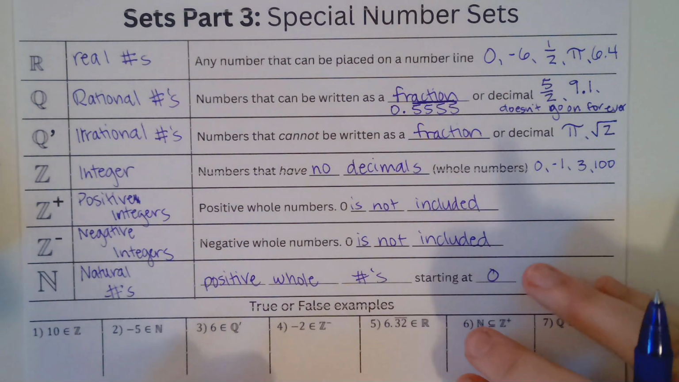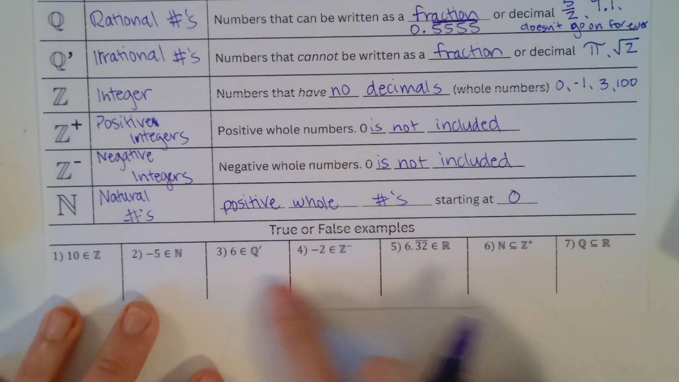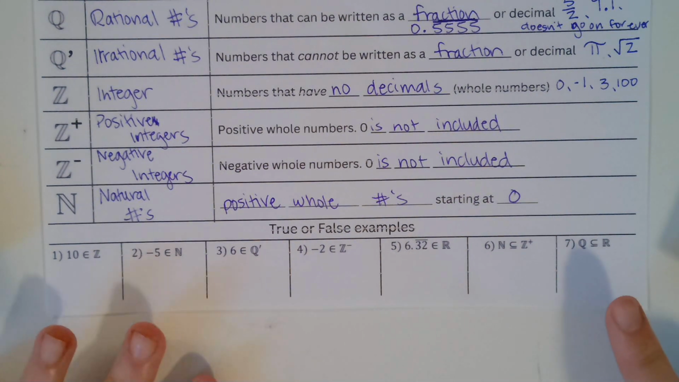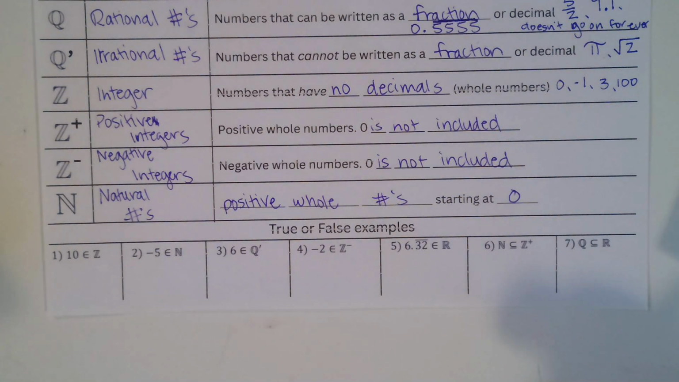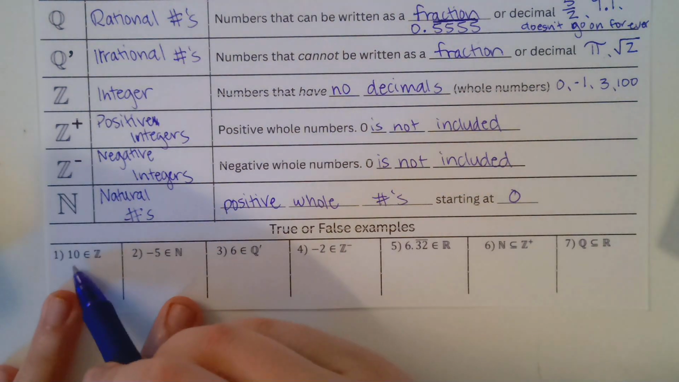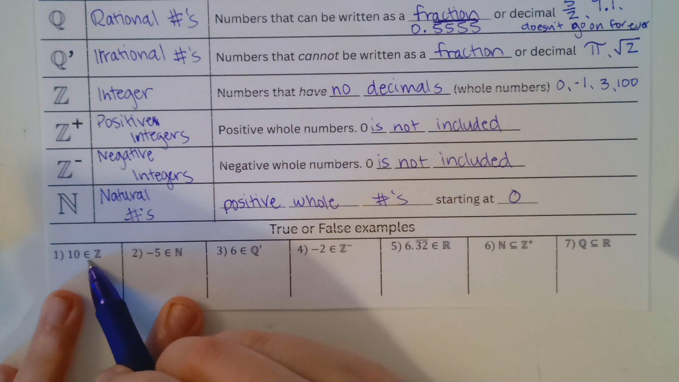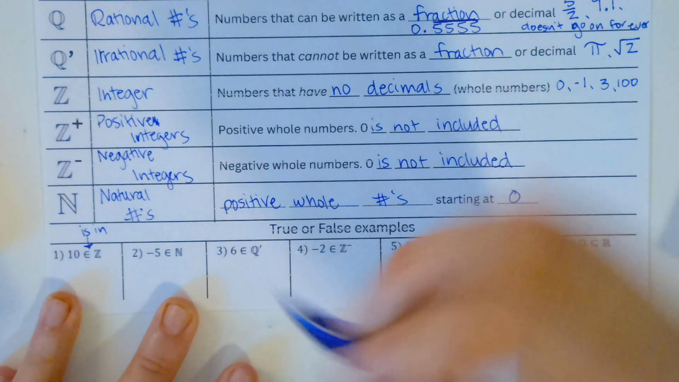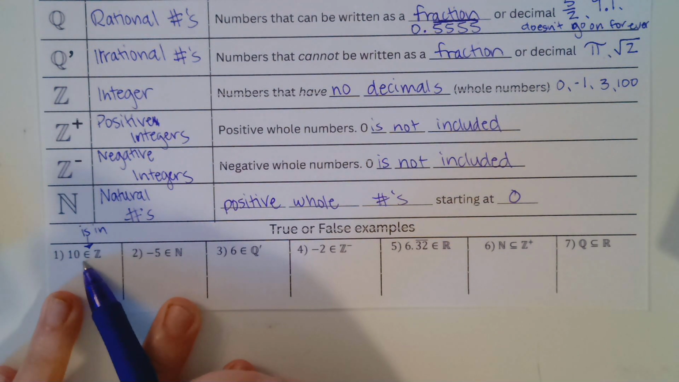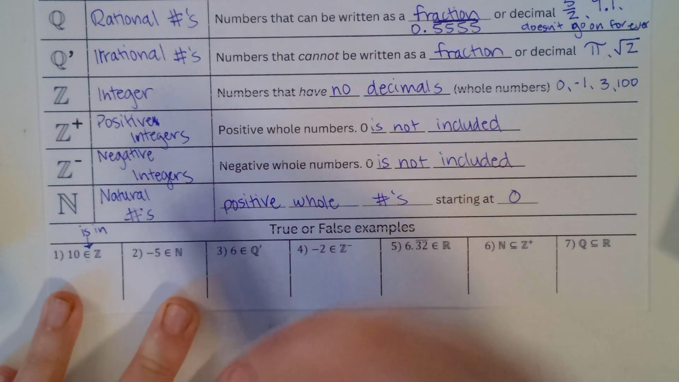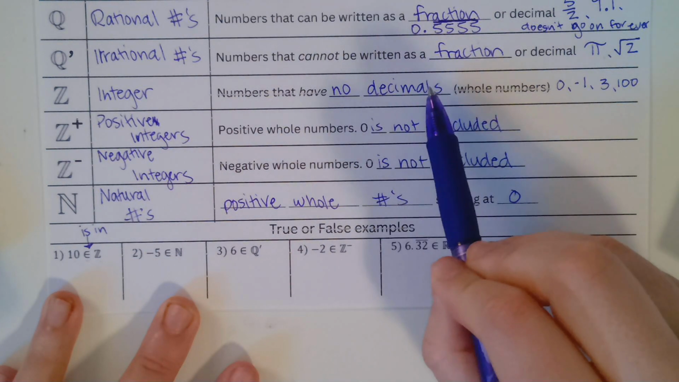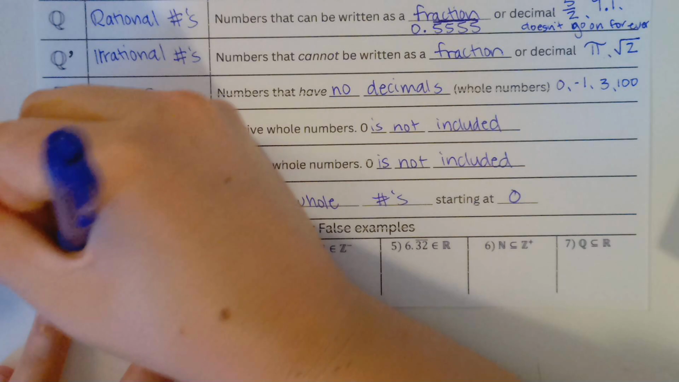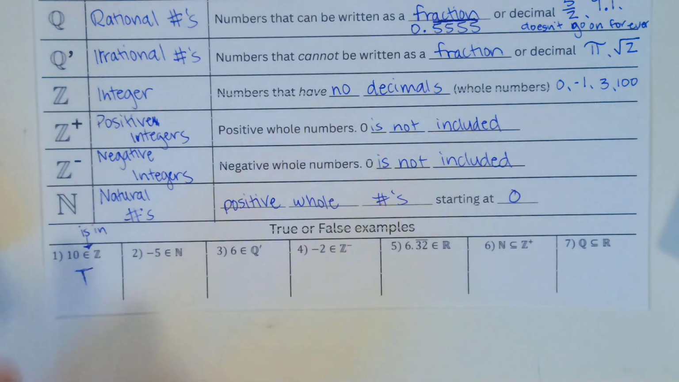Okay, so the questions you're going to see for this section of the quiz are basically just answering true or false questions about if a number is a part of a set. So in this case, like this question right here, this goes back to part 1 of the sets. This symbol means is or is in. So basically this is asking, is 10 an integer? Would 10 be included in the set of an integer? Well, an integer is a number that has no decimal, and so that's true. 10 doesn't have a decimal, so it is included in that set.